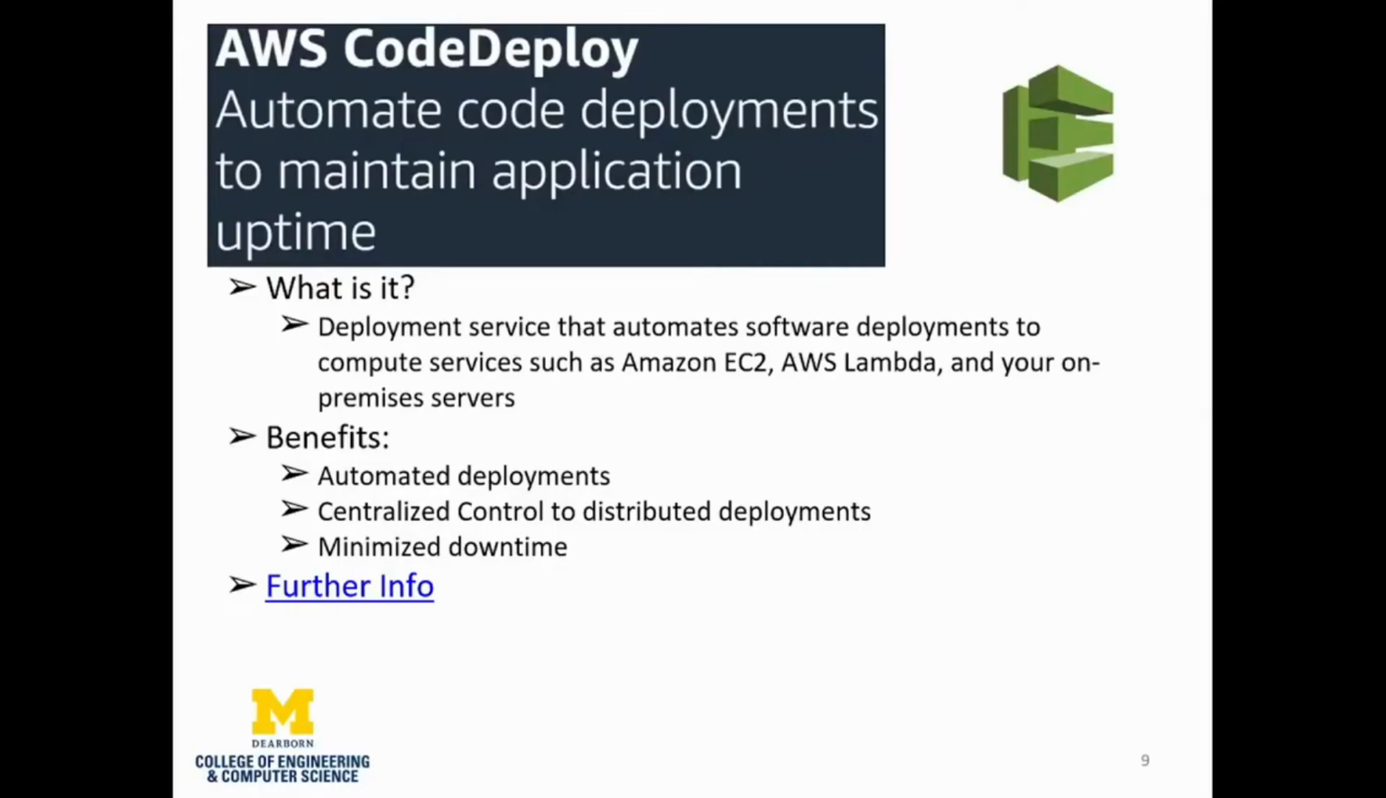The final service composing the AWS Code Pipeline service is AWS Code Deploy. It automates code deployments in order to maintain application uptime. So what is it? It is a deployment service that automates software deployments to compute services such as Amazon's EC2, Lambda, or your on-premises server.